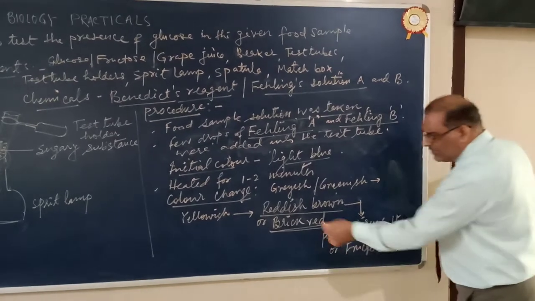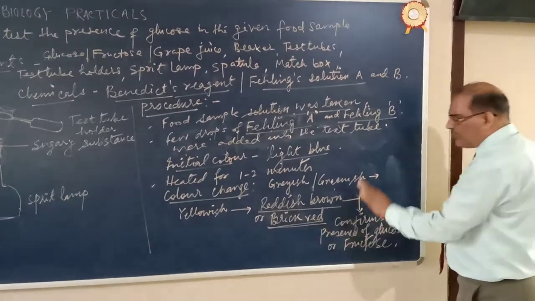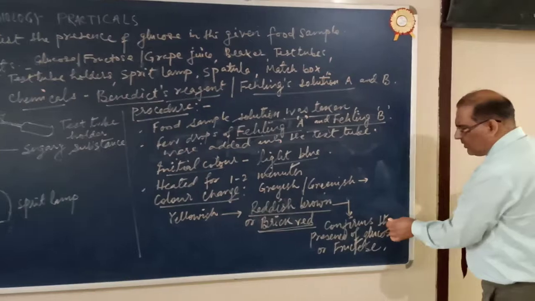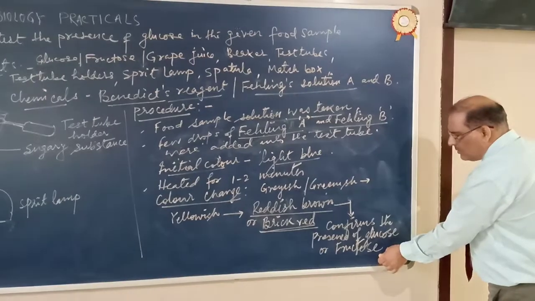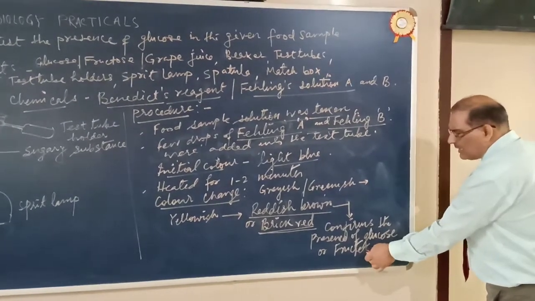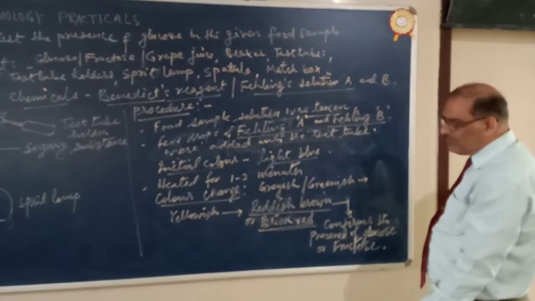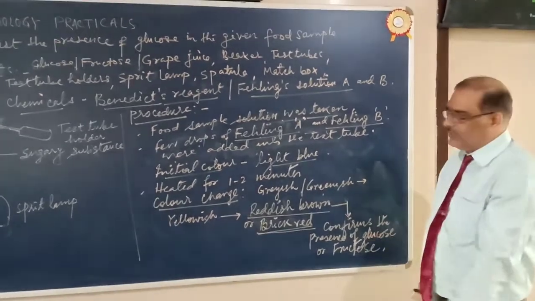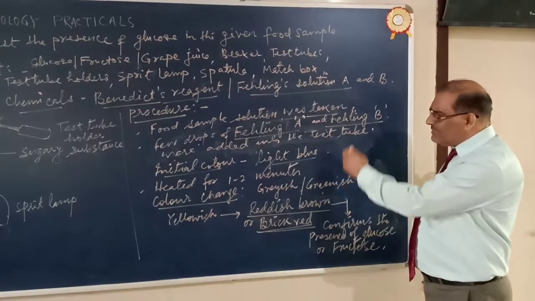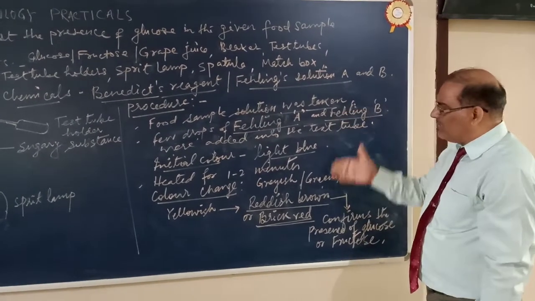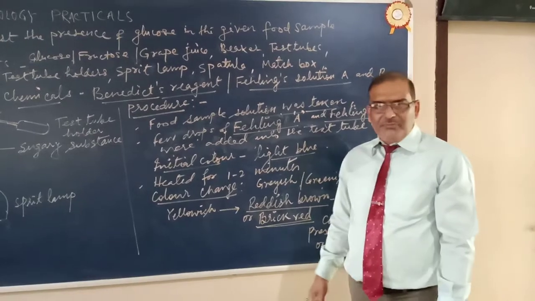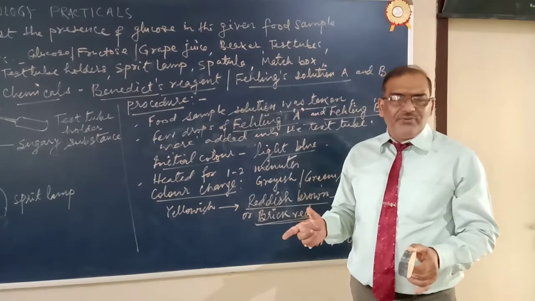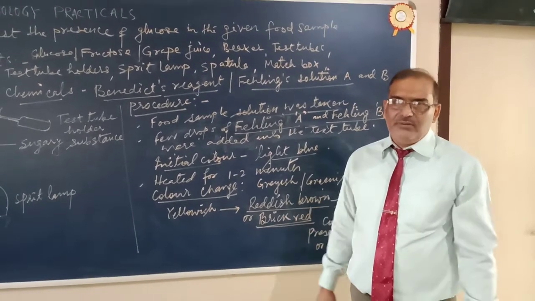As soon as you get reddish brown or brick color, stop heating. This confirms the presence of reducing sugar, that is glucose or fructose, in the given food sample. The given food sample contains glucose or fructose, which are reducing sugars. So this is the Fehling test, the Fehling A and B chemical test. We have used both chemicals, Benedict reagent as well as Fehling's reagent.